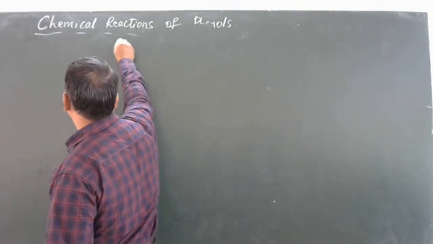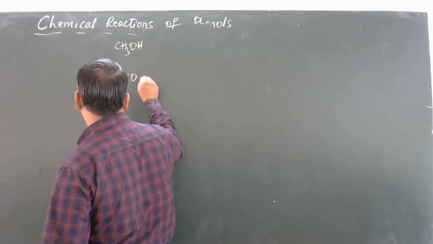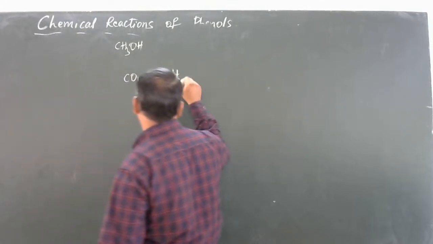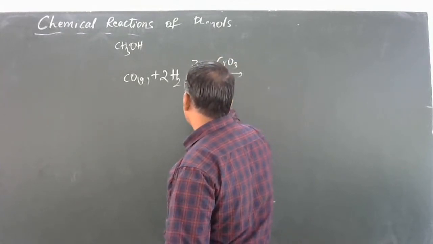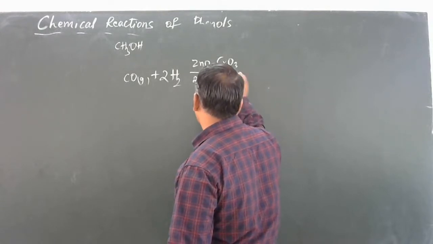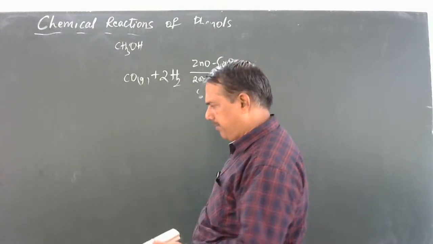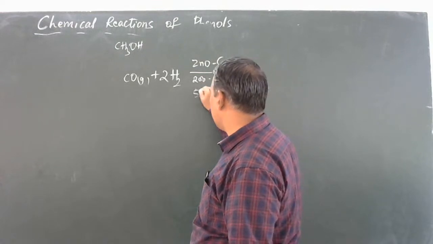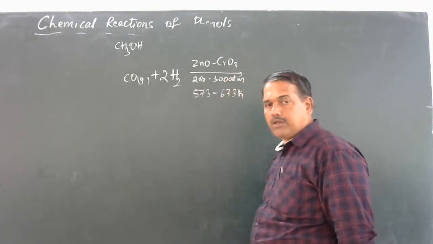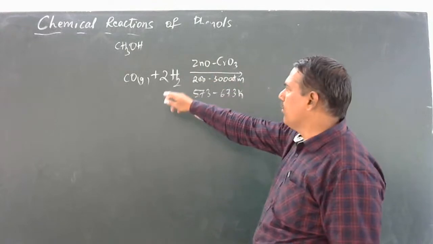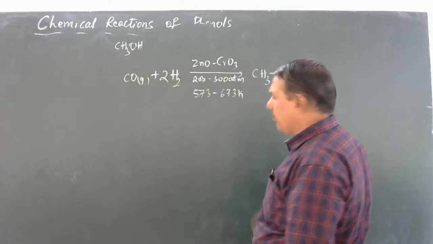Methanol, CH3OH. Methanol can be prepared by carbon monoxide gas when it is treated with hydrogen gas, in the presence of zinc oxide and chromic oxide, at nearly 200 to 300 atm pressure, and along with nearly 573 to 673 Kelvin temperature, we will get, see, CO and H2, we will get methanol, CH3OH, which is also called wood spirit.